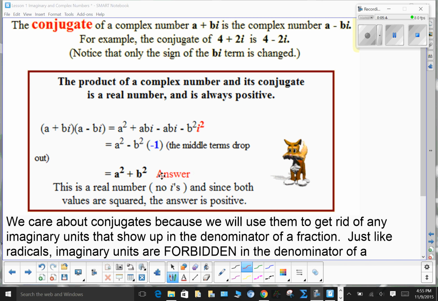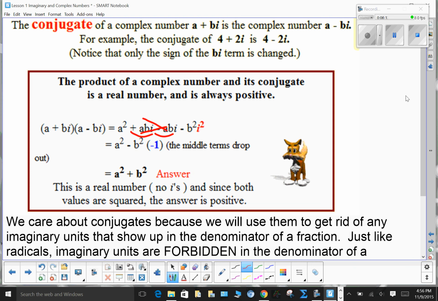If I multiply a complex number and its conjugate, a plus bi times a minus bi, notice the abi is plus and it's minus, and it becomes a zero pair. And I have a squared minus b squared i squared. i squared is negative 1, so I wind up with a squared plus b squared. This is a real number, so there are no i's.